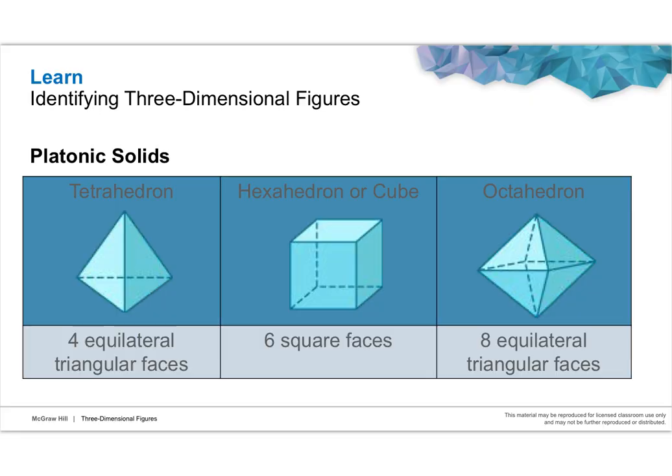Our first type of Platonic solid is a tetrahedron, and that is a solid that has 4 equilateral triangular faces. Of course, we've known a cube for a while, but it has a name of hexahedron, hexa connecting to the 6 square faces that it has. Then we have an octahedron, which is 8 equilateral triangular faces, kind of like 2 square pyramids joined together, as you can see.